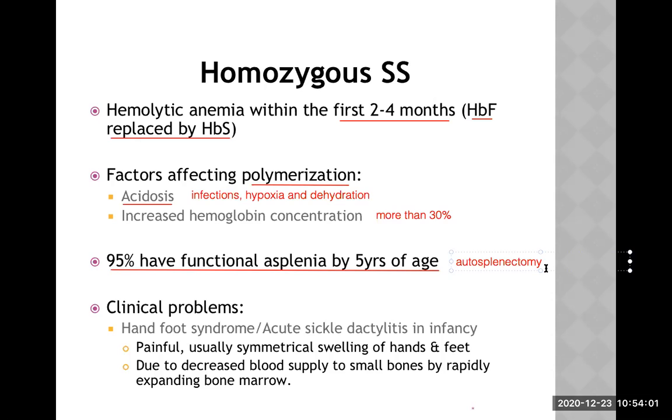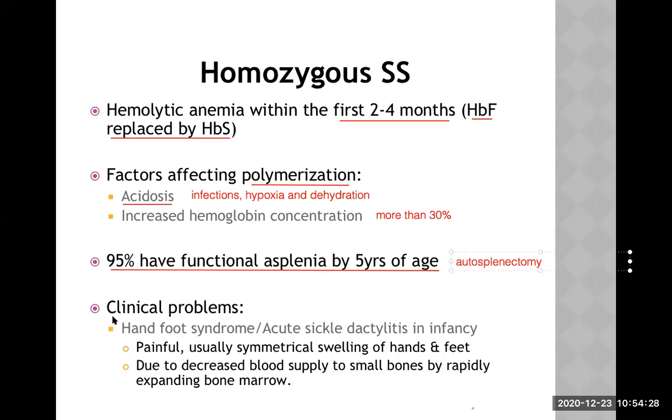Another function is that after the RBCs have completed their lifespan, those RBCs are also removed by the spleen. Many other functions are there. Antibody synthesis occurs in the spleen, among different things. So if spleen function is lost, that child has a major risk of infection. That is one of the major problems in sickle cell anemia.